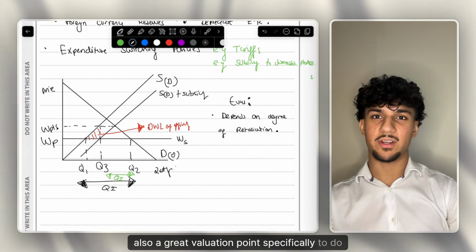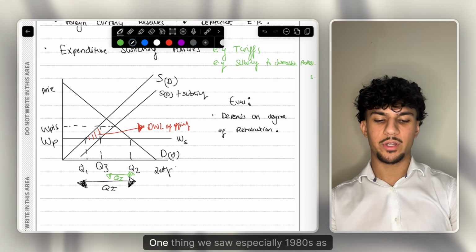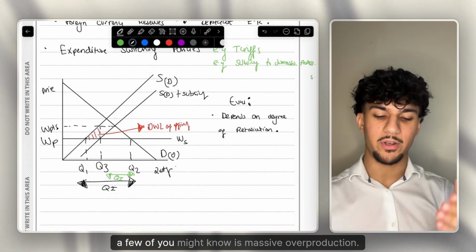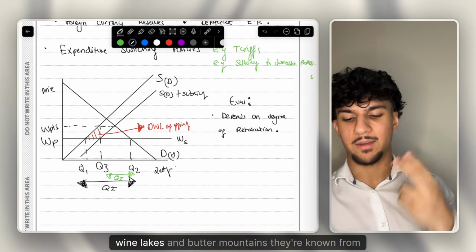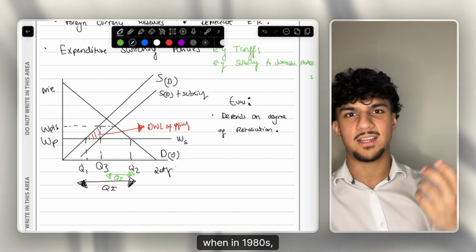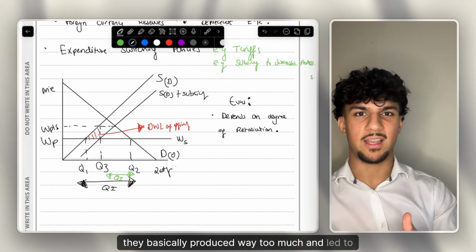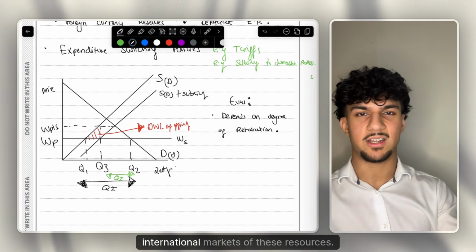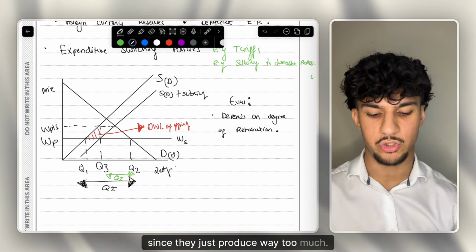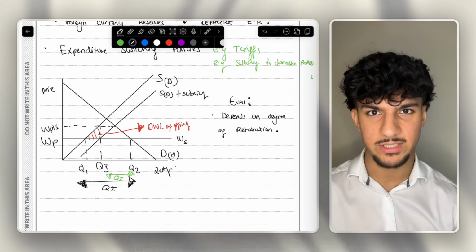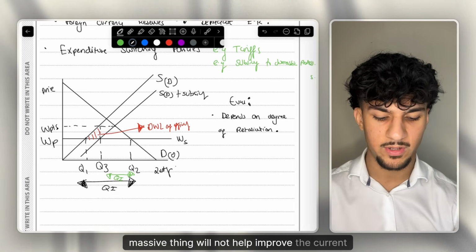Also, a great evaluation point specifically to do with the application with the common agricultural policy. One thing we saw, especially in the 1980s, as a few of you might know, is massive overproduction. So in the EU, if you type in wine lakes and butter mountains, they're known from the 1980s, 1990s, since EU farmers were subsidised, they basically produced way too much and led to massive wastage, massive dumping on international markets of these resources, and a lot of it just had to be destroyed since they produced way too much. So that is, of course, allocative inefficiency, a massive wastage, which subsidies will not, also a massive thing, will not help improve the current account deficit.